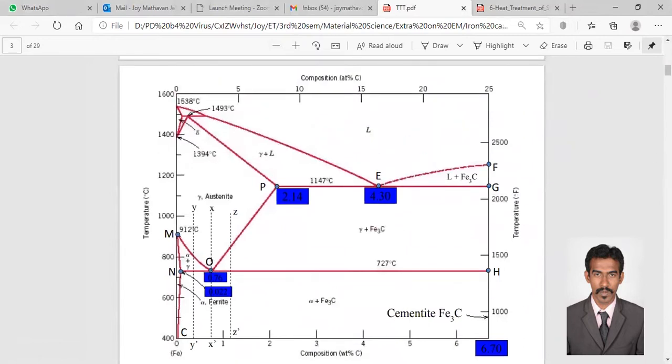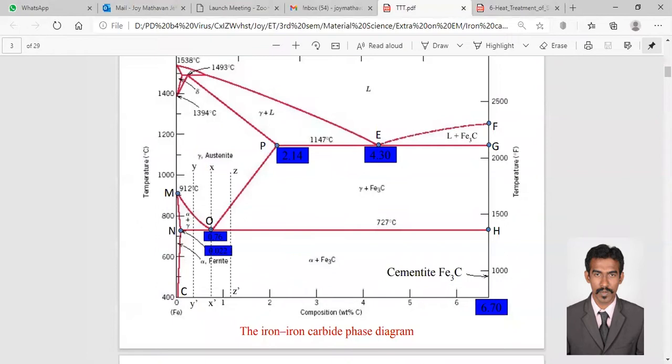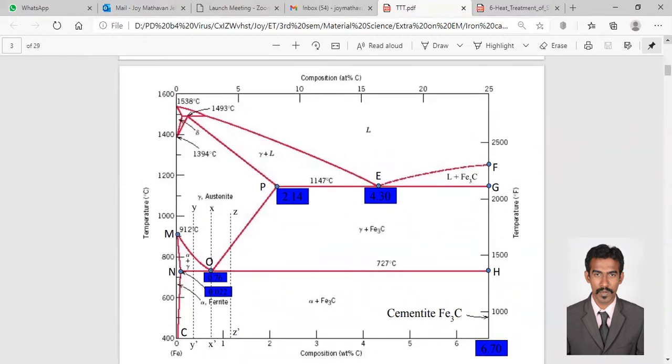Right, this is your diagram. It is called the iron carbide phase diagram, or shortly the iron carbide diagram. This diagram shows you temperatures here, and compositions here. Composition is the weight of the other alloying element, right?